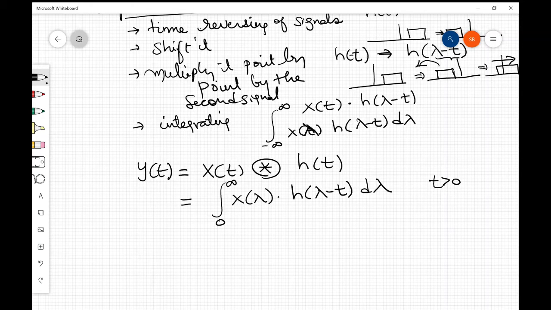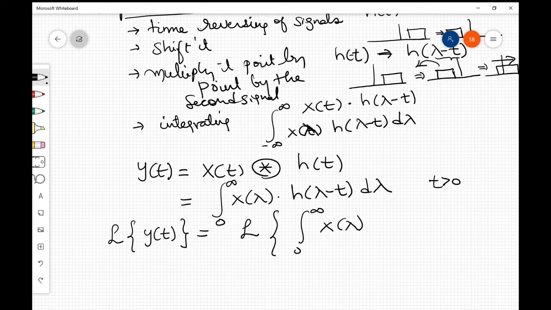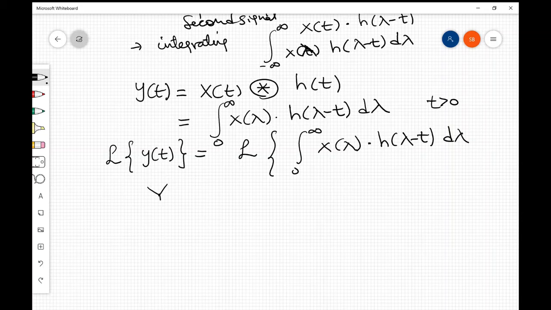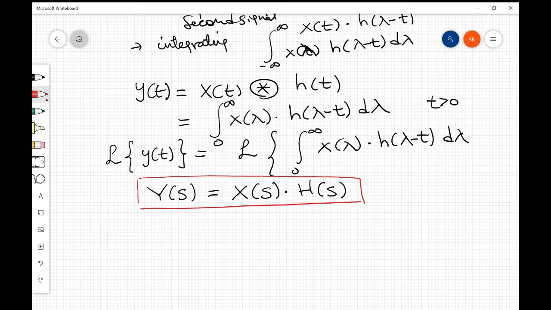If we take the Laplace transform of everything, then the Laplace transform of y of t gives us the Laplace transform of this integral from 0 to infinity of x of lambda times h of lambda minus t d lambda. And that gives us a very unique property. The Laplace transform of y of t is Y of s, and the Laplace transform of this whole thing can be proven to be the product of X of s and H of s. That's what makes convolution in the s domain very interesting. So what we are saying here is that convolution in the time domain is equal to product in the s domain.